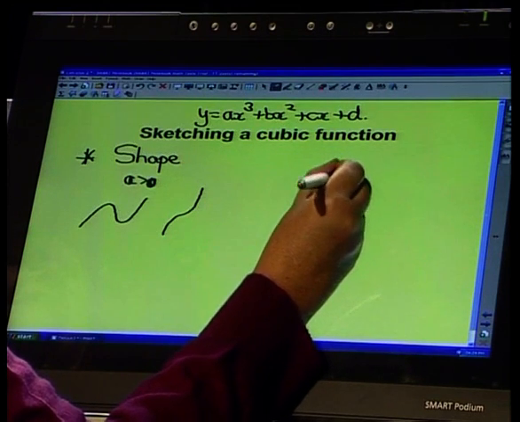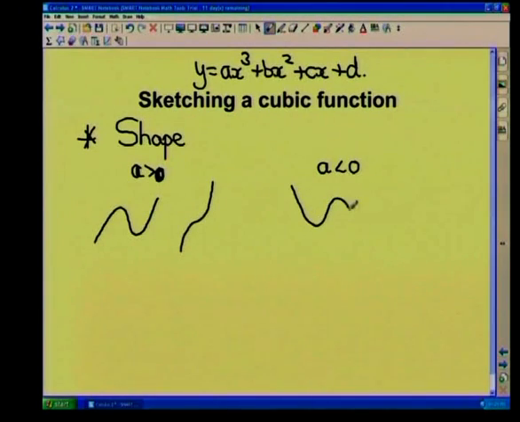If a is less than 0, we have a kinky graph. Kinky because you're going against your hand. Likewise over there, again depending how many stationary points we've got.